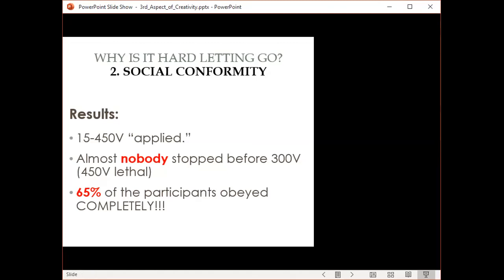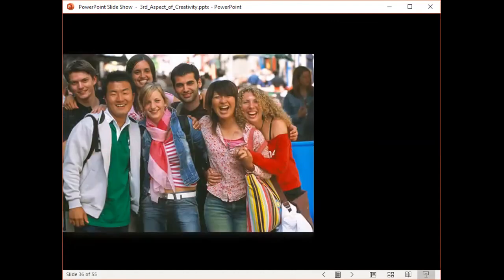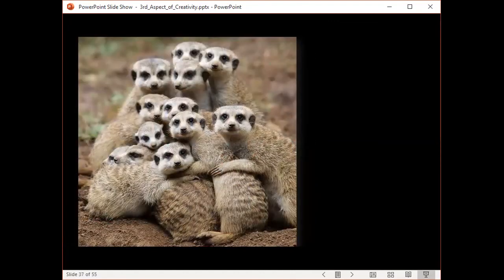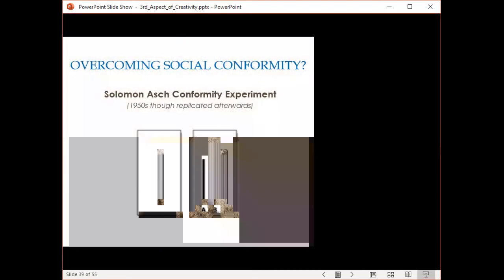Okay, one more study. By the way, a bunch of images showing that human beings, and other creatures, are naturally social. We want to maintain our membership in our social groups. So it's really hard to leave the ordinary world behind because that kind of means leaving behind these other people.